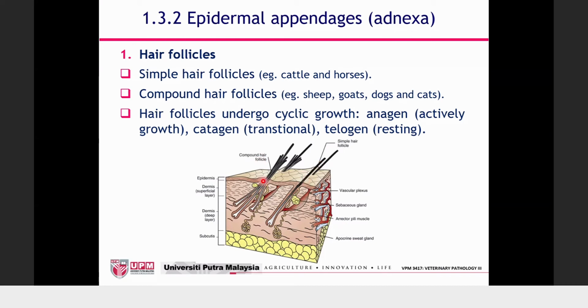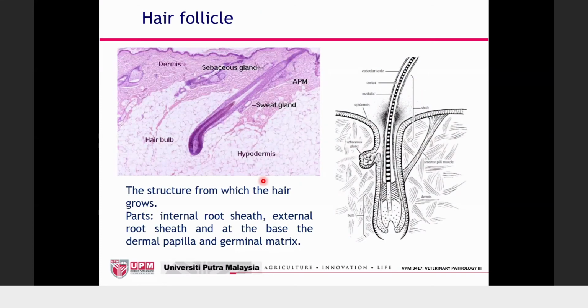Alright. So the follicle is formed by the hair bulb. The cells responsible for producing the hair are in the hair bulb. Then the hair follicle is made out of a few structures. For example, you have the internal root sheath, the external root sheath, and at the base, the dermal papillae and the germinal matrix. So the hair bulb is composed of the dermal papillae and germinal matrix.